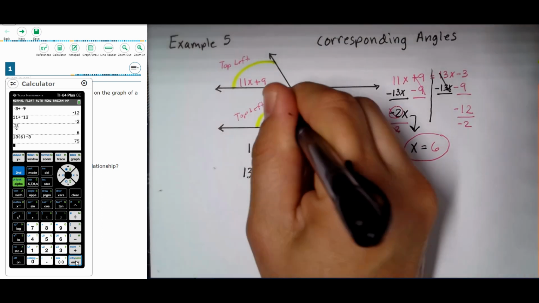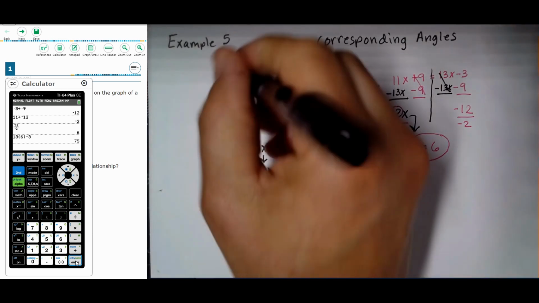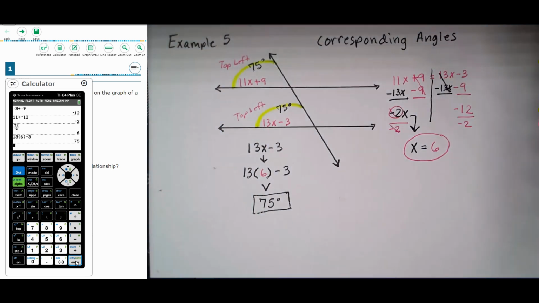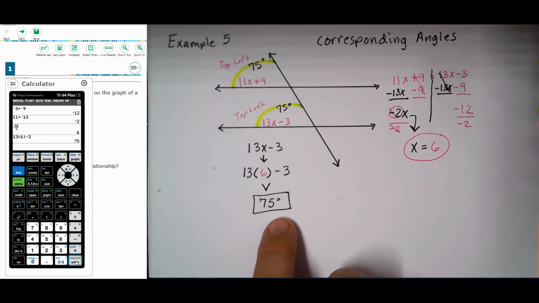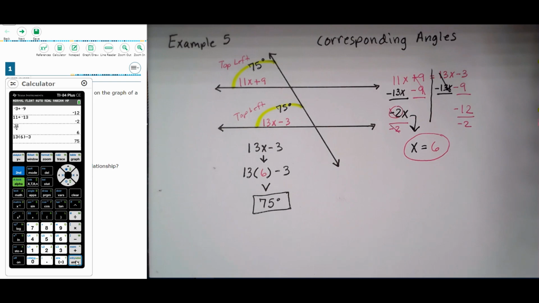So this is a 75 degree angle, which means by definition of corresponding angles, this other one up here that's in the same relative position is also 75 degrees. So now I have solved for x and I solved for the angle. Make sure that you read your problem to see which it's asking for and follow the same process.